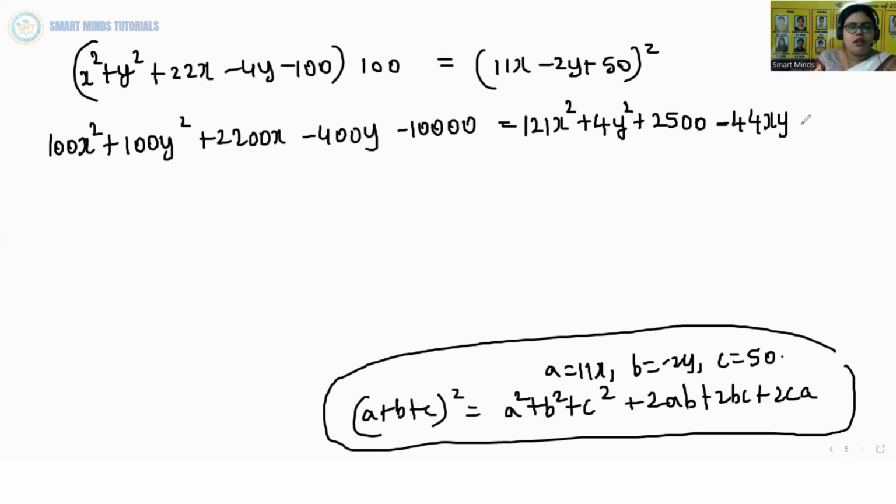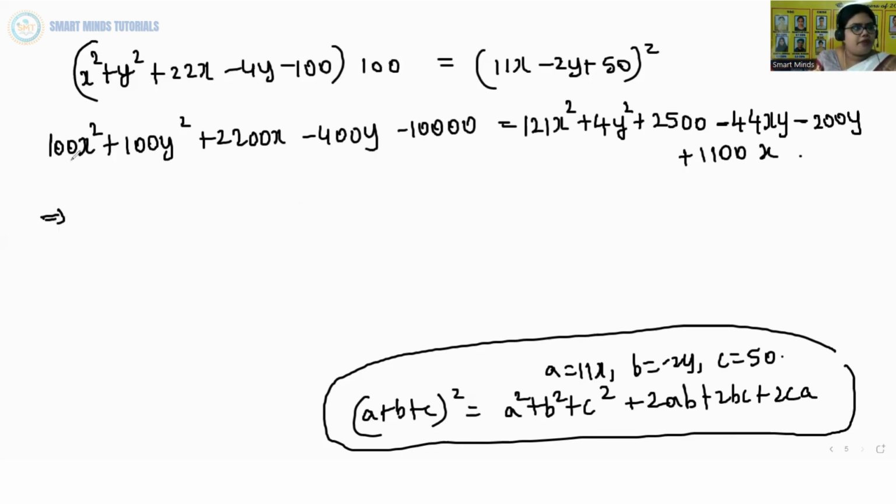44xy. Now again you have a minus. 2 into 2 is 4. Or else 50 into 2 is 100, 100 into 2 is 200. So this is 200y. And then 2ca, that is 2 into first term into last term. So 50 into 2 is 100, 100 into 11x is 1100x. So we got 1100x. Now we bring all terms one side.